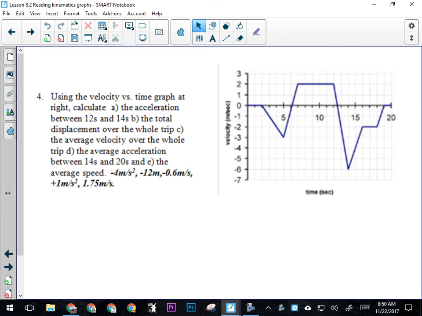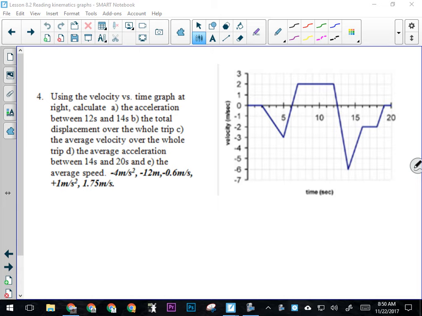All right, so what makes this one tricky is that it's a velocity versus time graph. And the ones you've done before this were position time graphs. So you get into that frame of mind where you're thinking a position versus time graph works like this, and then you have to shift gears. Okay, so the first part of this is we want to calculate the acceleration between 12 seconds and 14 seconds.